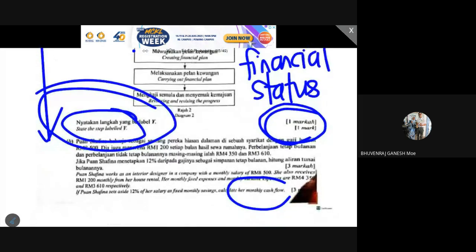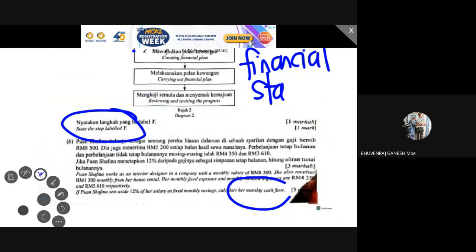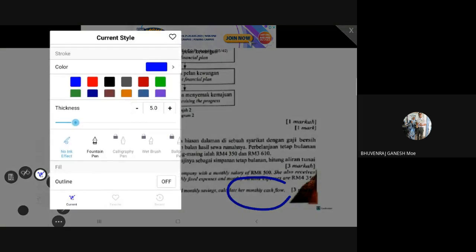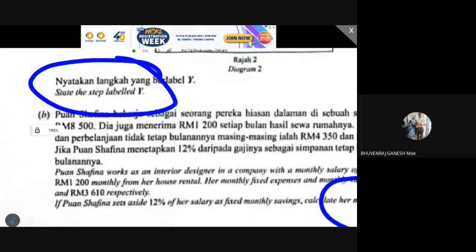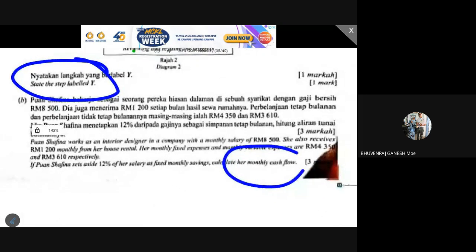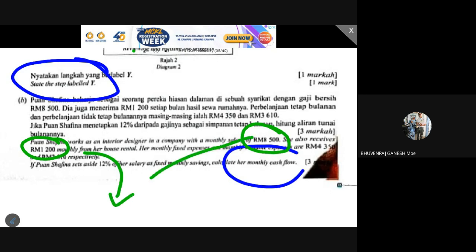Okay. So next one, part B. So this one now calculation already, soalan pengiraan. Okay, so let me use a different color. So this person, Puan Shafina, works as an interior designer with monthly salary. Okay, selalu bila ada nilai terus highlight atau bulatkan. Whenever you see values in the question, always circle it up. And then got another income also from the monthly house rental. Kedua-dua ini adalah income. Okay, this is money gain. Dia sedang dapat wang sekarang.